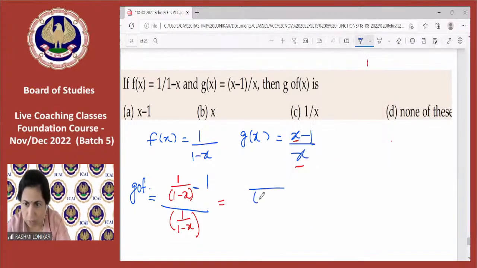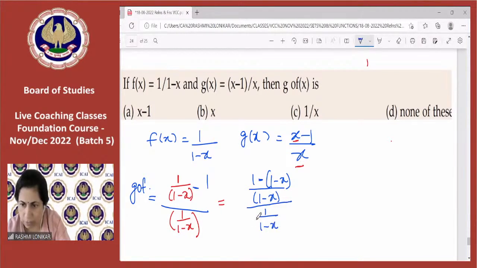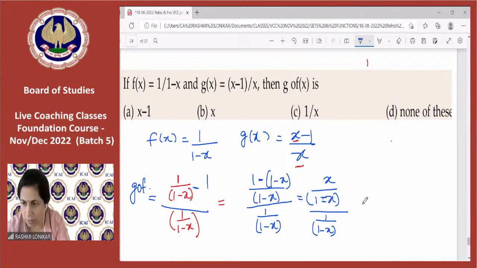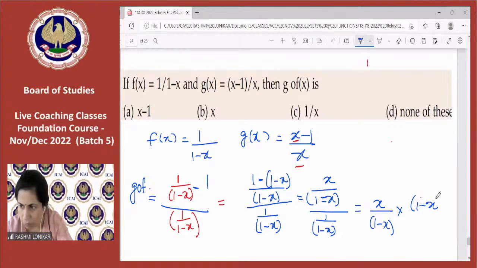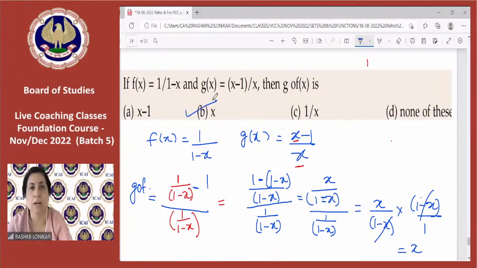This becomes 1 minus x. This is 1 minus 1 minus x upon 1 minus x. Now what is this? If I open the bracket, 1 minus 1 plus x. So this is x upon 1 minus x. And this is 1 upon 1 minus x. So the fraction in the denominator will be flipped. So this is x upon 1 minus x into 1 minus x upon 1. So this 1 minus x will cancel with this. The answer is x. So in this case, B will be the correct answer.